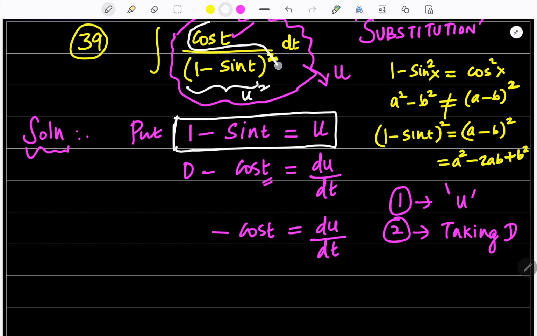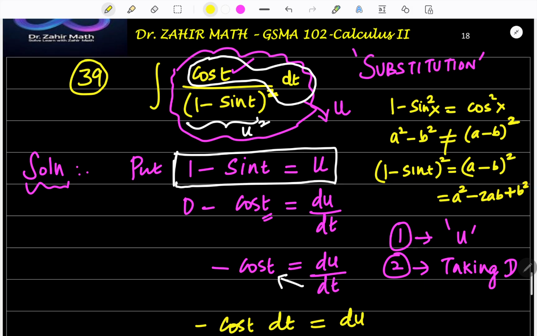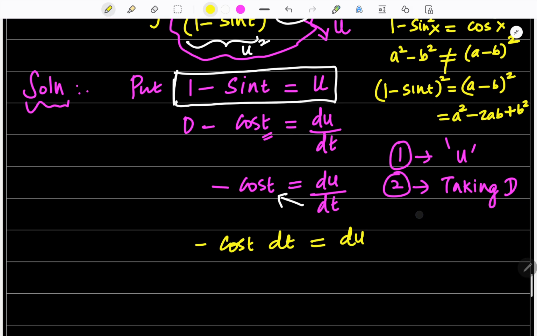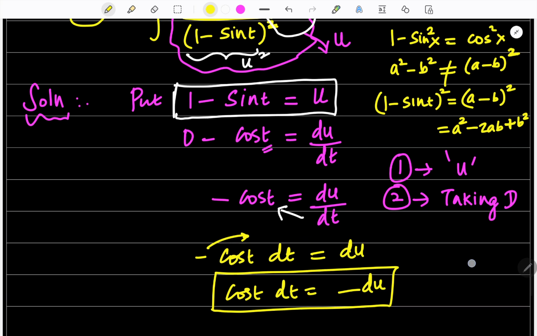This cosine t dt I have to convert in terms of u. Look here, there is a cosine t and a dt. So I multiply, and I will get minus cosine t dt equal to du. Look again at your question: cosine t dt, but I have a minus. So take this minus to the other side. So cosine t dt is equal to negative du. I'll keep it ready.